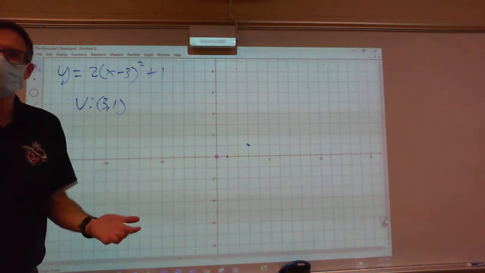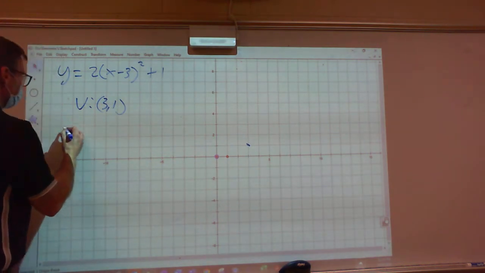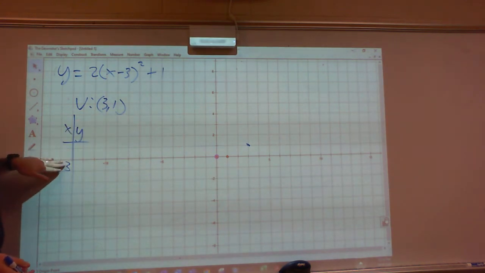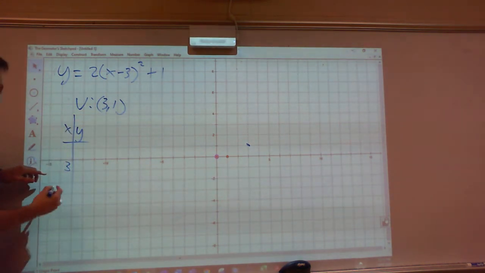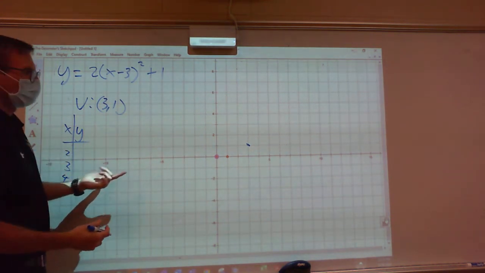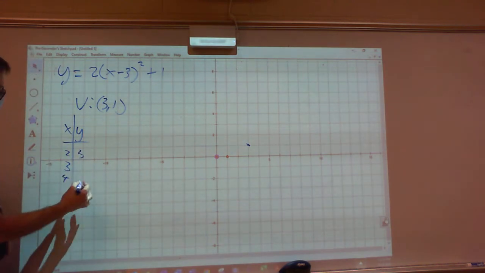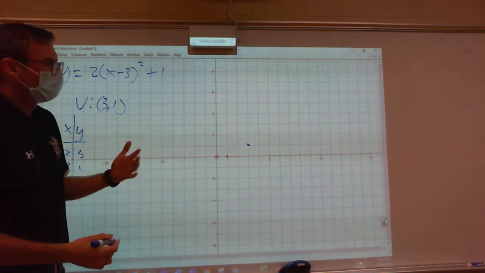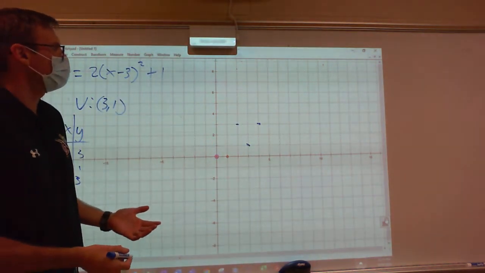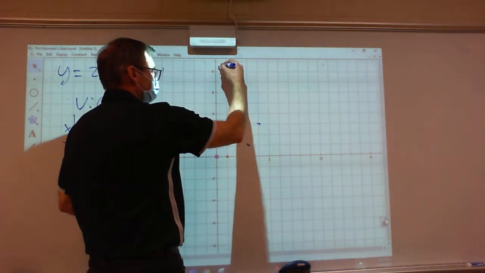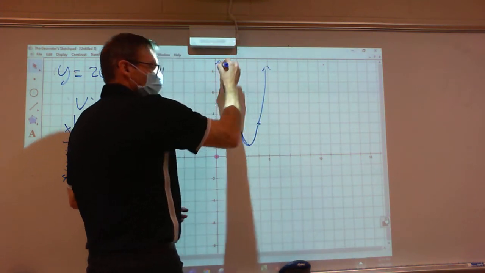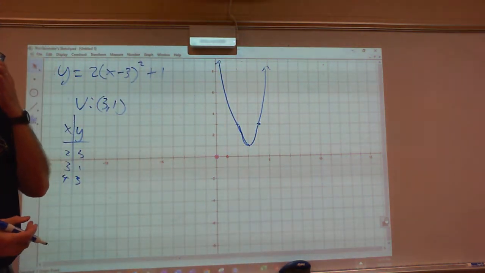We got to plot a couple extra points. Here's my lovely little XY chart. And how you pick your points, if your vertex is 3, pick X values that are right around it. So I'm going to pick 4 and 2. And to save us a little bit of time, if I plug in 2, I'm going to get 3. And 4, I'm also going to get 3. So here's here, here's here. There's my dots. And now I can sort of graph my parabola. Yay, right? Just a review of how we graph a parabola.